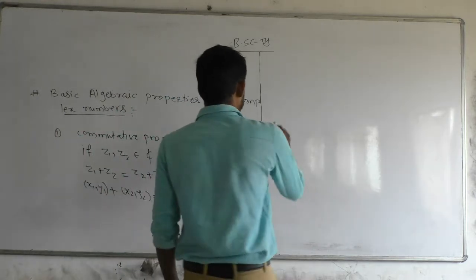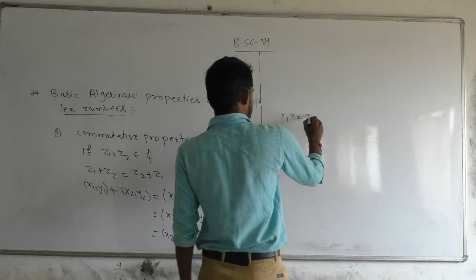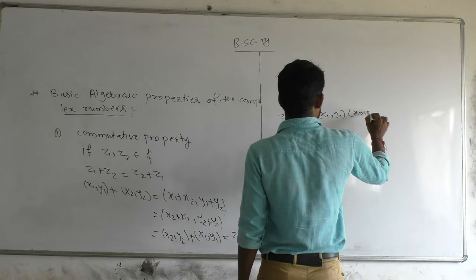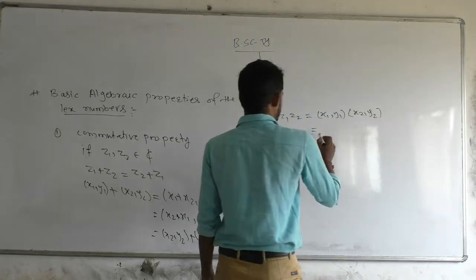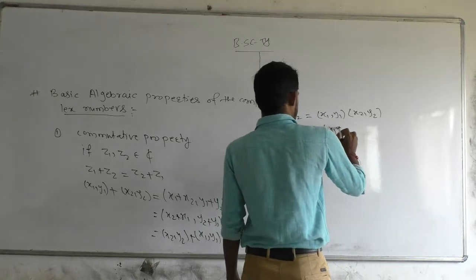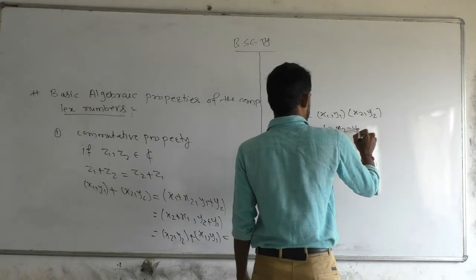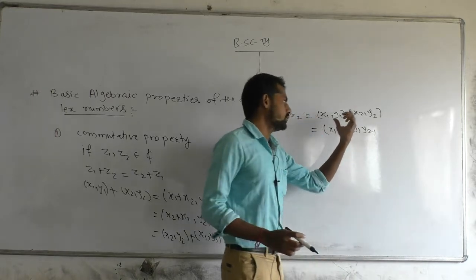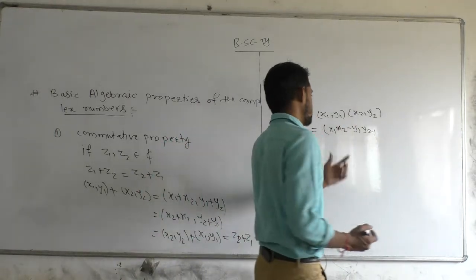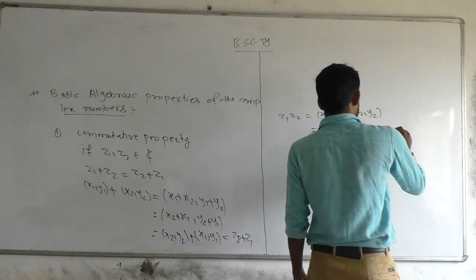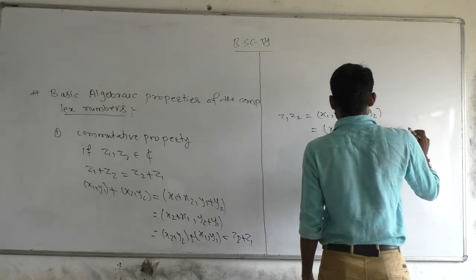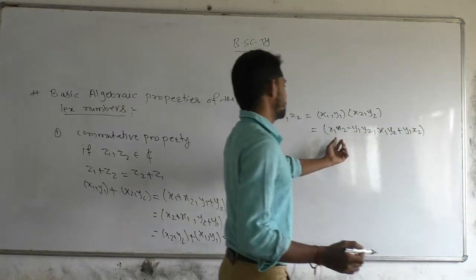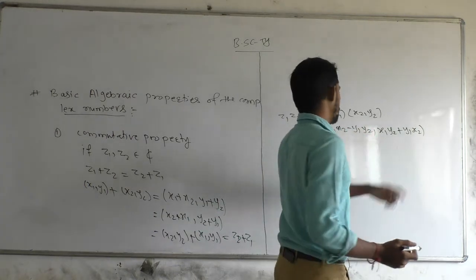Now multiplication. z1 into z2 is equal to (x1, y1) into (x2, y2). So it is (x1 x2 minus y1 y2, x1 y2 plus y1 x2). We discussed yesterday how two complex numbers are multiplied. So this is the multiplication of two complex numbers.